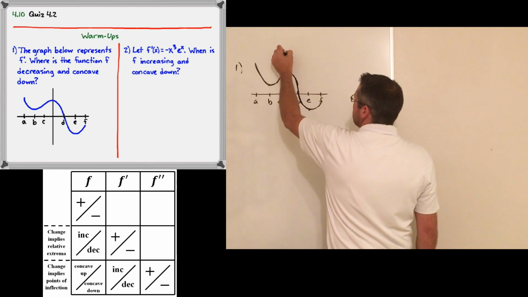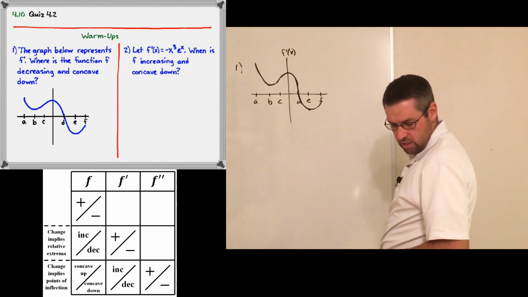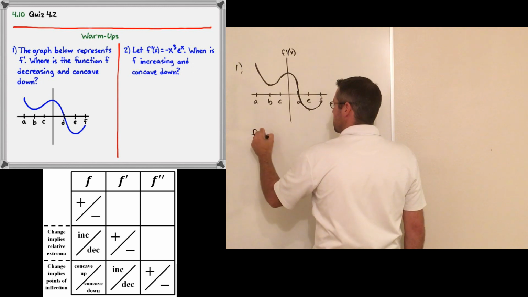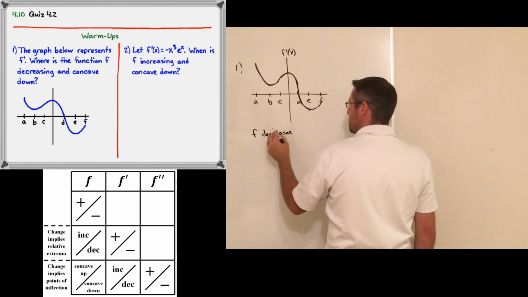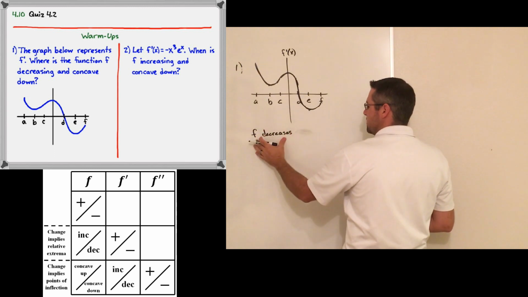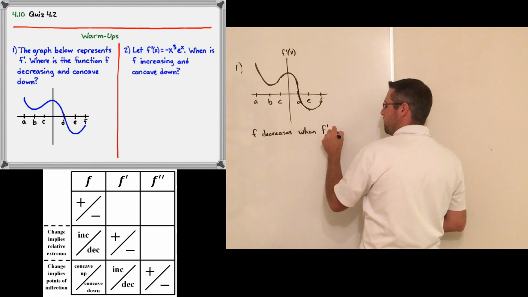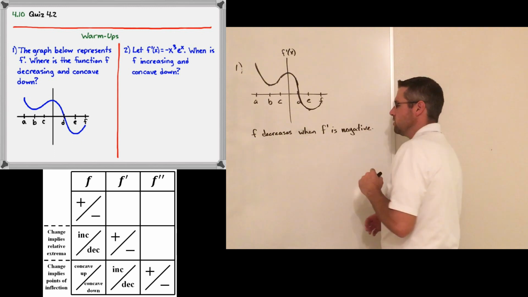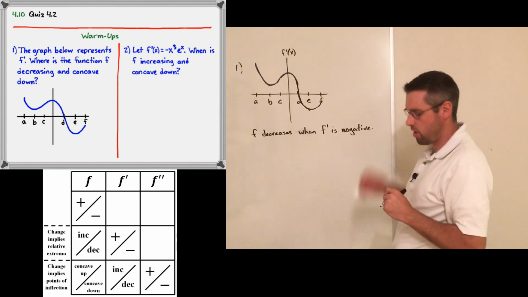And it says that this graph is the f prime graph. Now it's asking for when f is decreasing and concave down. When is f decreasing, and concave down? So let's just do some justification here. f decreases when f prime is negative. So this is all based on the little chart that we have here. So we know that the graph of f is decreasing when f prime is negative.